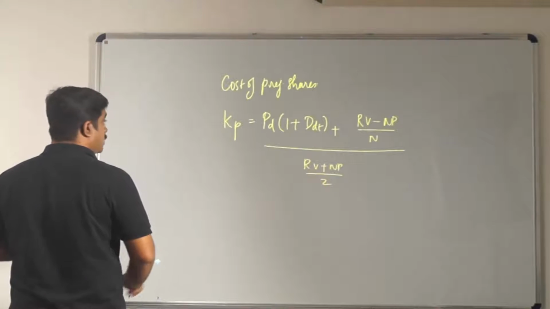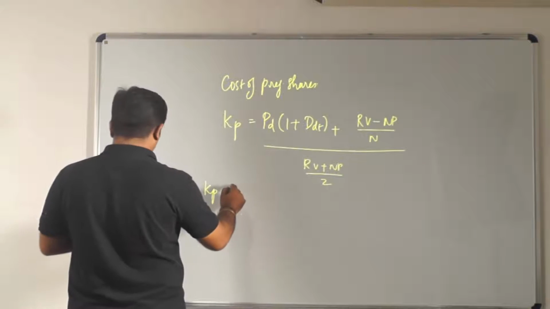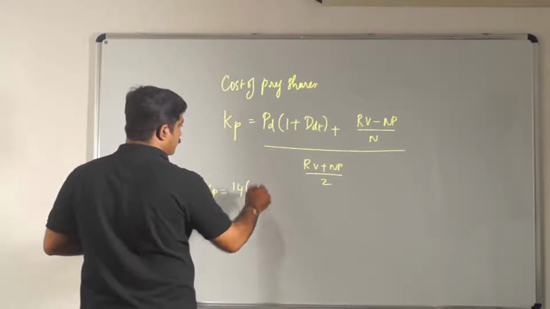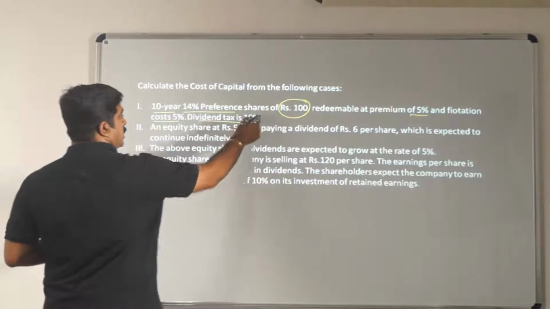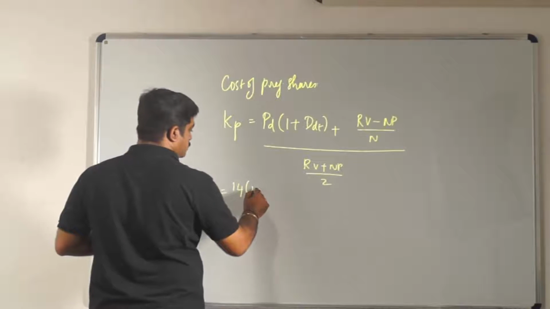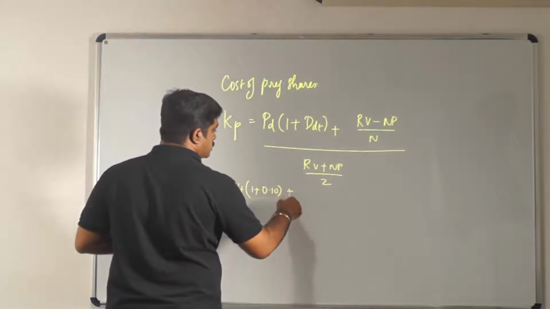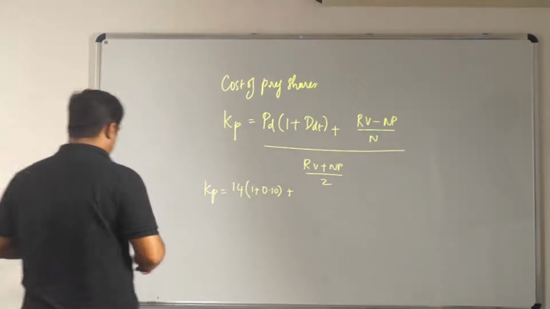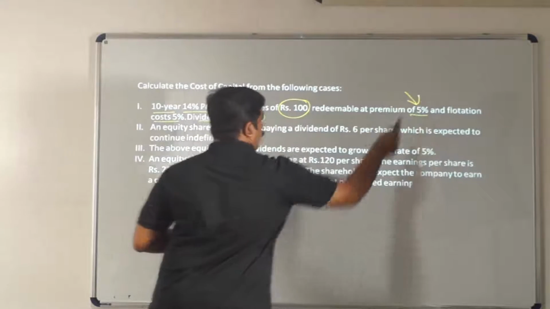So let's capture that. So here if I put it, KP is equal to 100 into 14%, it is going to be 14. But there is a dividend distribution tax. What is the dividend distribution tax? It is 10%. So let's capture that. So it is 1 plus 10% can be written as 0.10, plus redemption value. It is redeemable at a premium, right? It is redeemable at a premium of 5%.